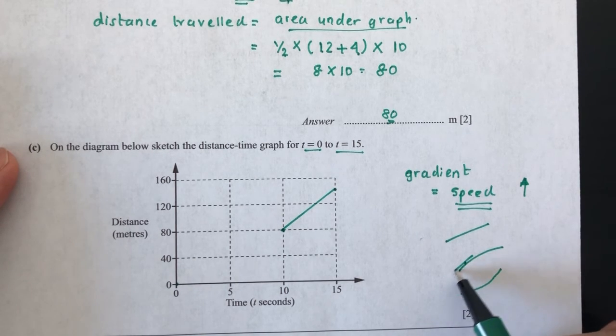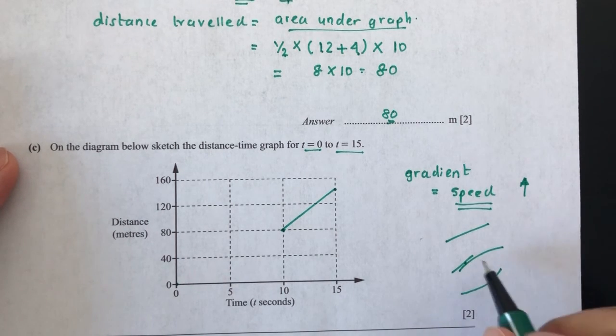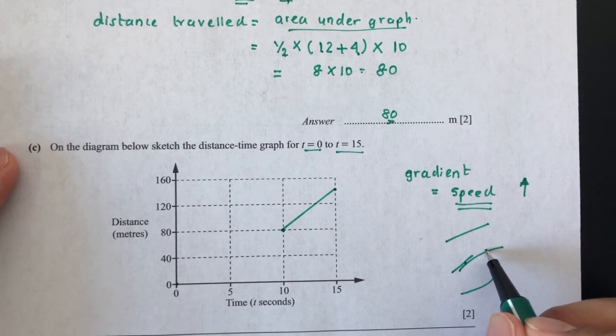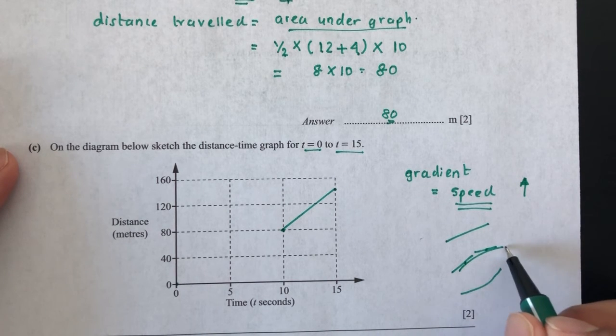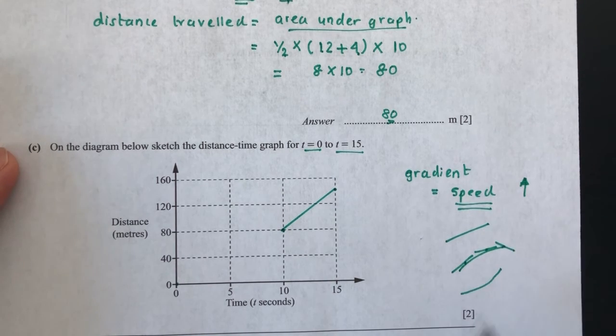It will be this slope. If I choose a point here, it will have this slope. If I choose a point here, it will have this slope. So for the line of this shape, it shows a decreasing gradient, which means decreasing speed. But for a line of this shape, the gradient is increasing, which means the speed is increasing.